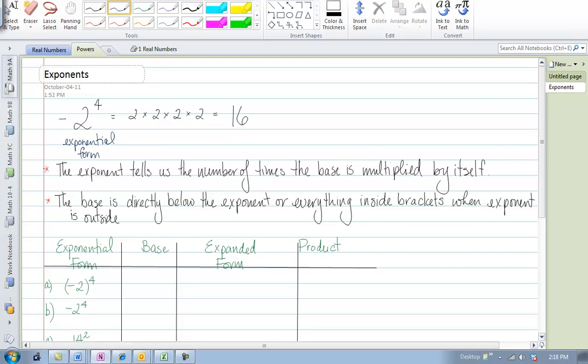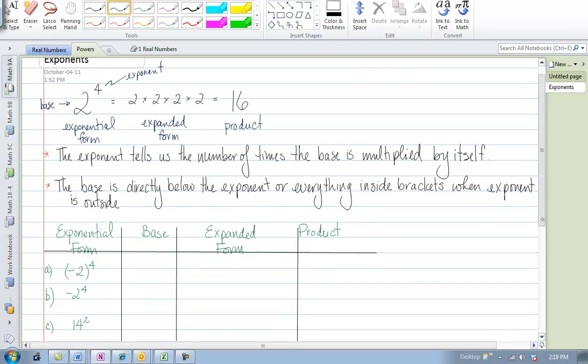And we know that the 2 is referred to as the base, and the little number up top is our exponent. When we expand it, so we have our expanded form, the exponent tells us the number of times the base is being multiplied by itself, which is why we have 2 multiplied by itself 4 times, and the answer, the product of multiplying, 2 times 2 is 4, times 2 is 8, times 2 again is 16.